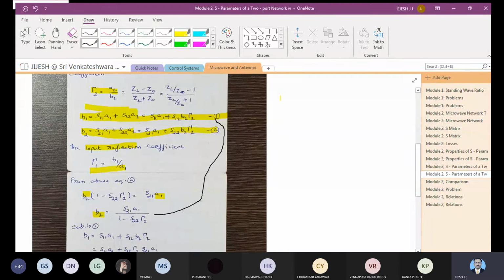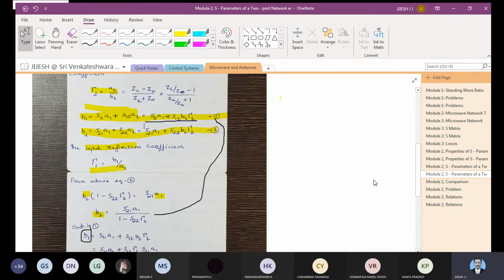So we'll get B1. So B1 is equal to, so what you'll get? B1 is equal to S11 A1 plus S12 B2 gamma 2, which is the equation 1. So this equation we are going to take. I have just written the same equation here. After that, what I am going to do further is I am having the equation for B2, I am having all these things. I will try to substitute those things and simplify it further.